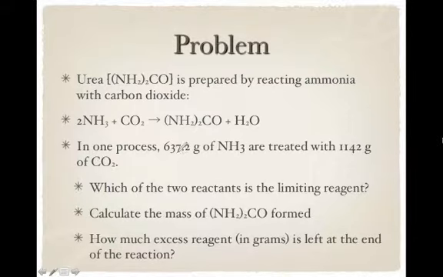In this process, 637.2 grams of ammonia are treated with 1,142 grams of carbon dioxide. So we know the amounts of the 2 reactants. We need to figure out which one we run out of first. That would be our limiting reactant.